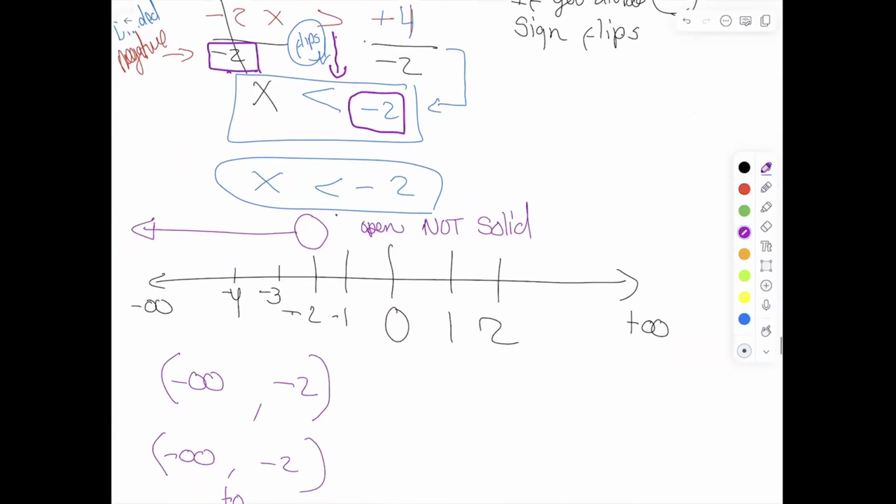So how would I write that as an interval notation? Well, the negative 2 doesn't have an equal sign, so this is why I have a parentheses here.